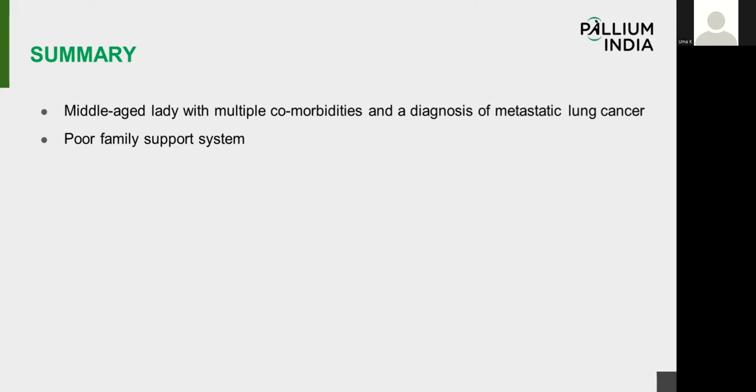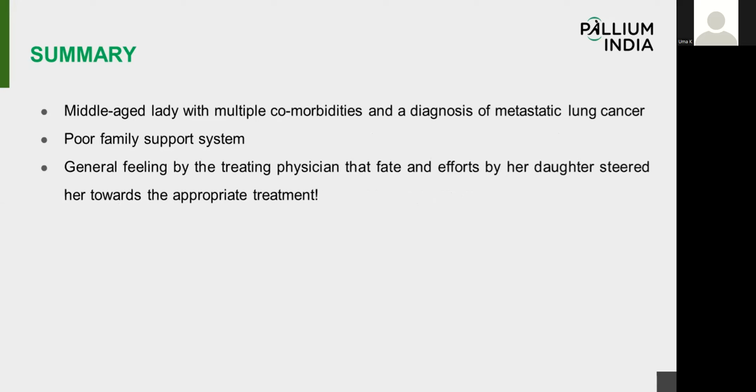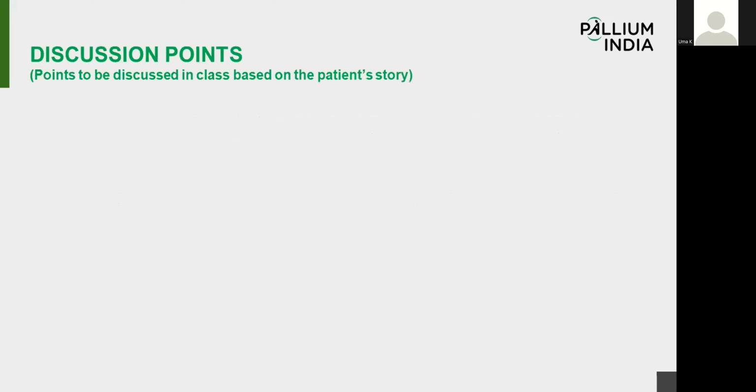Yeah, so the summary here is, I know it's getting a bit repetitive. For a clinician, it's difficult for me to deal with abstract topics. So this was a middle-aged lady with multiple comorbidities, metastatic lung cancer, poor family support system. And the general feeling I honestly had when the patient came back to me was that it was only fate and efforts by her daughter that steered her towards the appropriate treatment. I generally felt I could have done better when the diagnosis was made and probably could have done something else. Next.